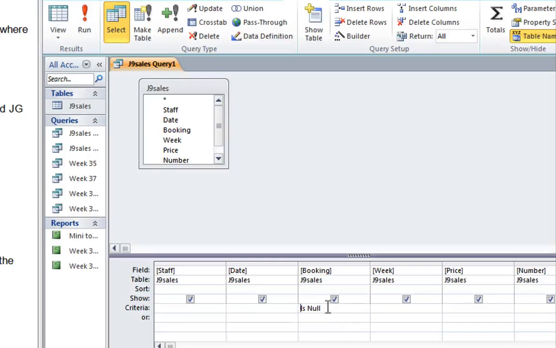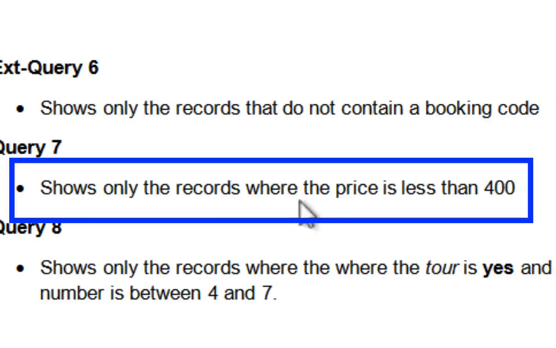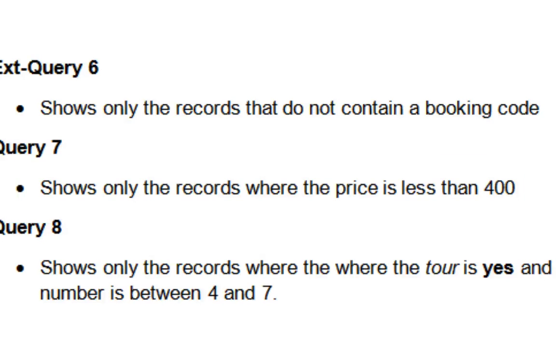Okay, so null means nothing inside them. It automatically puts the is null in the criteria. Okay, so is null, that's fields that contain nothing inside them. Let's move on to number 7. Shows only the records where the price is less than 400. So this should be a fairly easy one.